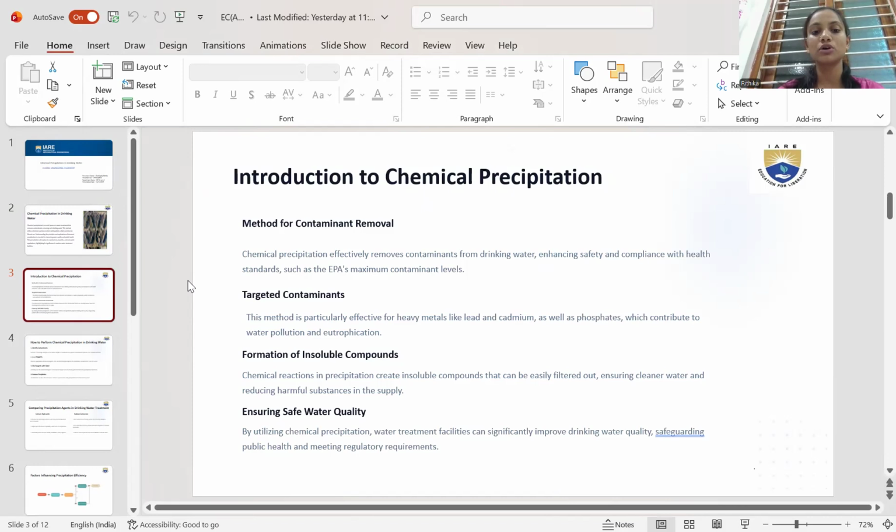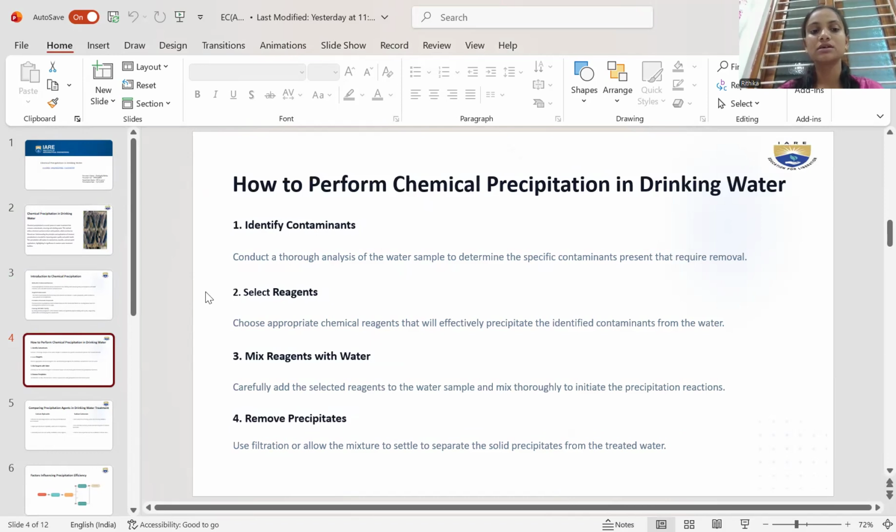Formation of insoluble compounds. Chemical reactions in precipitation create insoluble compounds that can be easily filtered out, ensuring cleaner water and reducing harmful substances in the supply. Ensuring safe water quality. By utilizing chemical precipitation, water treatment facilities can significantly improve drinking water quality, safeguarding public health and meeting regulatory requirements.